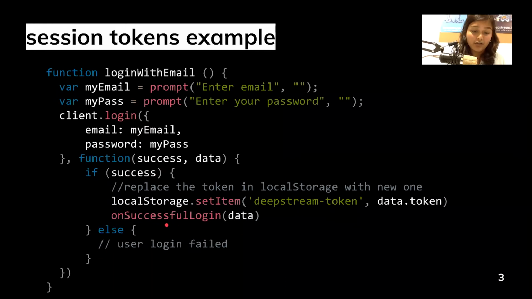But while logging in with email, you would retrieve the email ID and password from the client using the window tools of your JavaScript, and then pass them in the authentication parameters. But this time, make sure to set the deepstreamToken in the local storage with the token that is returned by the server. So it is handy when you want to log in next within 24 hours.